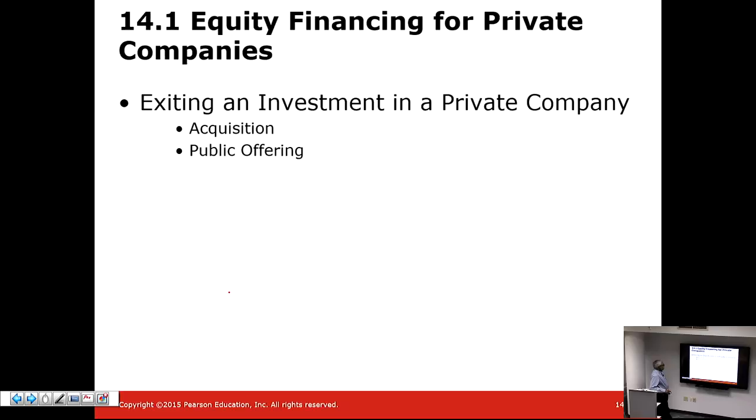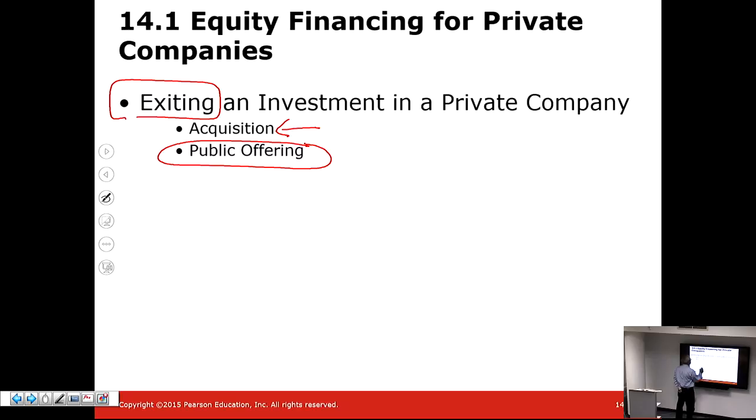So at some point, either the angel investor or the venture capitalist would like to exit their investment. And their exit is one of two ways. Either your firm that they have invested in is acquired by another firm, which pays them a return for that investment, and then they take that money and they leave the firm, or, which is more often the case, the firm goes public, IPO, initial public offering.